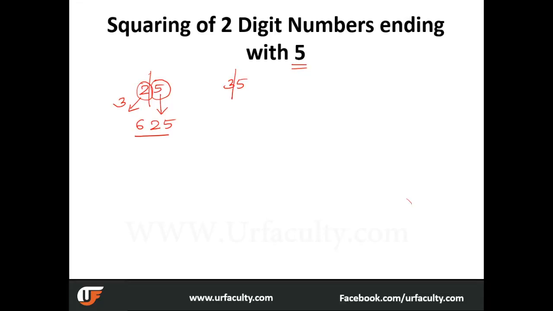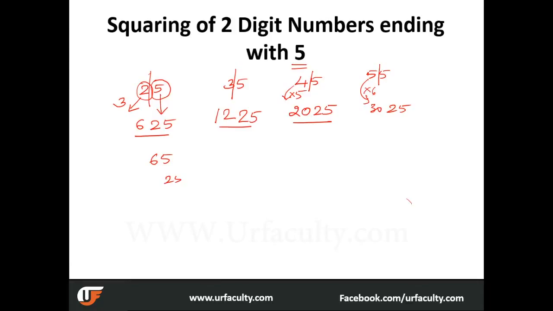Let's try with another number now. 35 square. First step is 5 square, 25. Next step is 3 into 4, 12. 45. First step is to write 25, right? 4 5s are 20. 55. First step is to write 25. Next step is 5 into 6, 30. Now let's do it fast. 65 square, 25. 6 7s are 42. 75 square, 25. 7 8s are 56. That's it. So the technique is very simple.